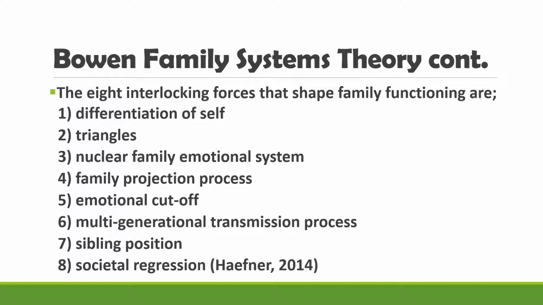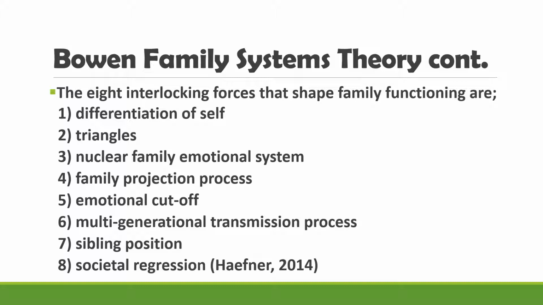The 8 interlocking forces that shape family functioning, according to Bowen, are differentiation of self, triangles, nuclear family emotional system, family projection process, emotional cutoff, multi-generational transmission process, sibling position, and societal regression.